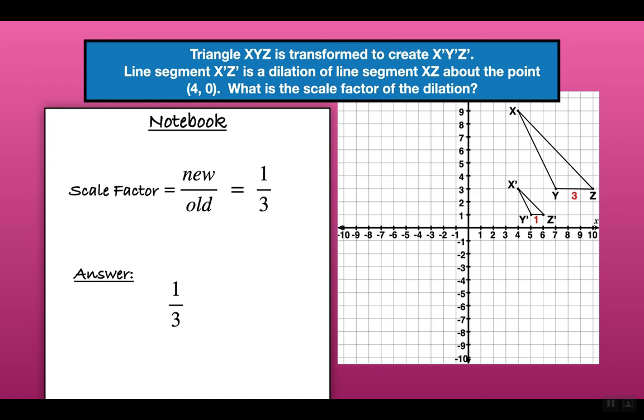I'm pointing that out because it's easy to get confused and think that the scale factor is 3. It would be 3 if we were starting with a small triangle and making it bigger into the big triangle, but we're not going that way. We're going the opposite way. We're going from the big one to the little one. So that's why the scale factor is 1/3. Okay, it has to be less than 1.